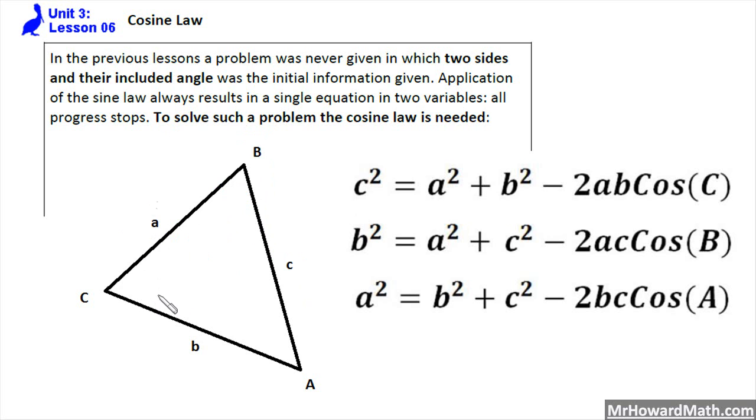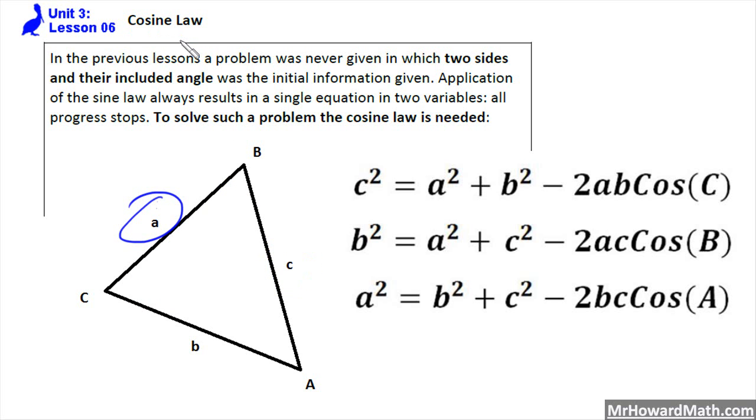Remember, to apply the sine law, you needed at least one angle and the side that goes with it. So for example, this angle and this side. If you didn't at least have that, then you would have nowhere to go. So if we had this side and this side and this angle, we don't have an angle and a side that go together. So we couldn't use the sine law. When you have this situation, this is where the cosine law comes in.